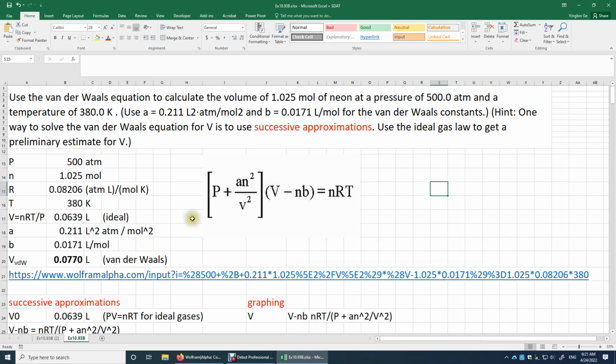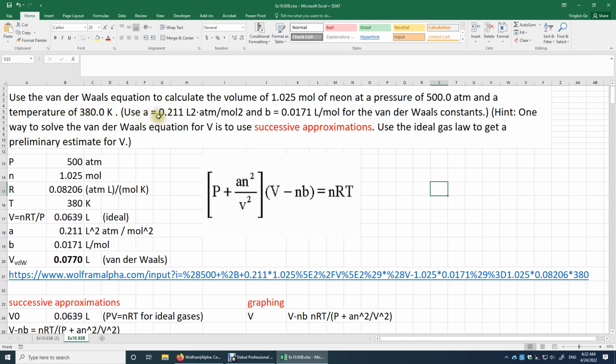In this video, I'll show you how to solve the van der Waals equation to calculate the volume of a real gas. Actually, you can use the same methods to pretty much solve any numerical equations. I said methods because I'm going to show you three different methods. Calculate the volume of 1.025 mole of neon at a pressure of 500 atm and a temperature of 380 Kelvin.